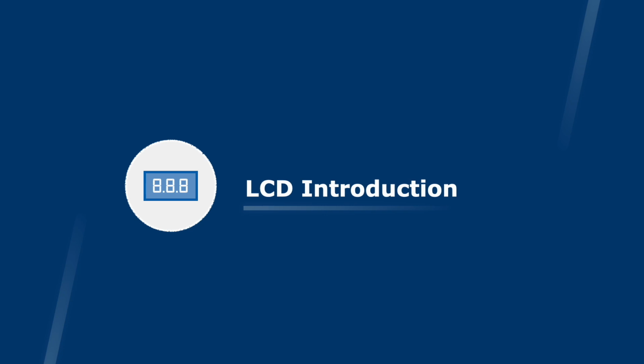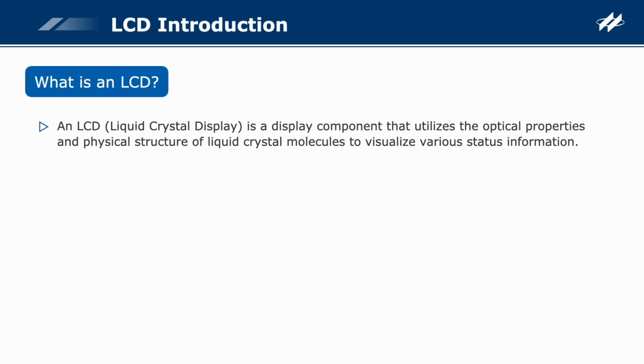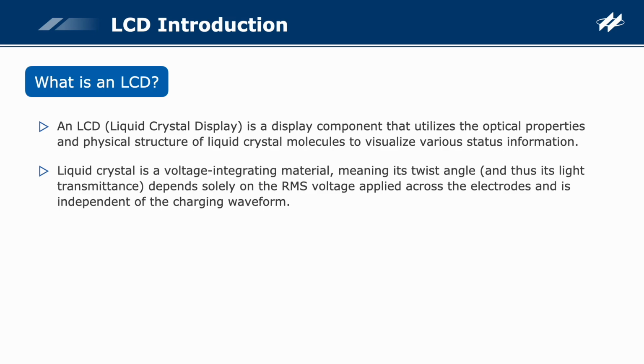LCD introduction. What is an LCD? An LCD, or liquid crystal display, is a display component that utilizes the optical properties and physical structure of liquid crystal molecules to visualize various status information. Liquid crystal is a voltage-integrating material, meaning its twist angle depends solely on the RMS voltage applied across the electrodes, and is independent of the charging waveform.